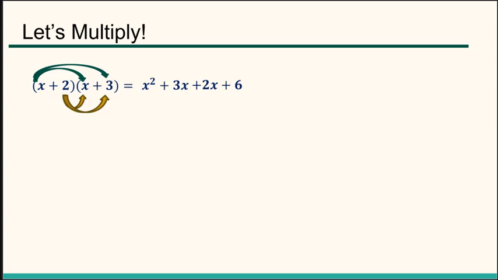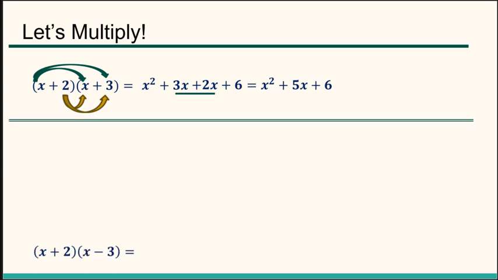One thing we also have to do is look to see if I have any like terms. I do. Look at that. Those are sometimes called the middle terms because they kind of happen in the middle when you're doing this multiplying. Sometimes they do. So adding those like terms, I end up with x squared plus 5x plus 6. All right, let's play again.